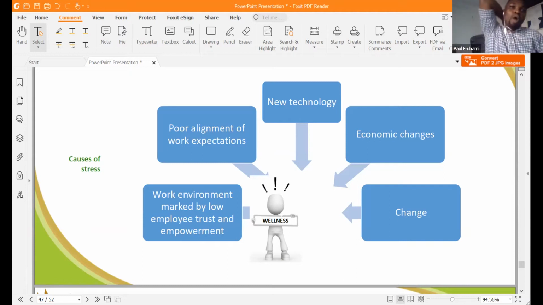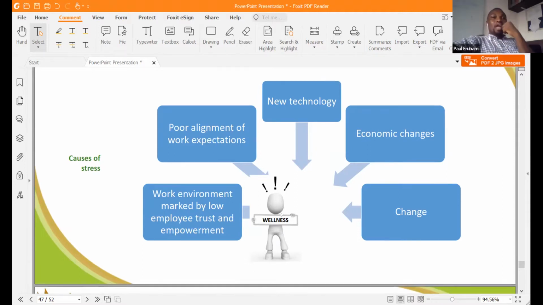Poor alignment of work expectations can add to stress, because if we don't know how our job contributes to the overall goal, we'll be bothered and stressed. A work environment marked by low employee trust and empowerment can lead to stress. If I'm working in a toxic environment, it will affect my mental well-being, which is going to stress me out. So it is very important as a facility manager to pay attention to all these factors, because they interplay in how we help support the entire organization.